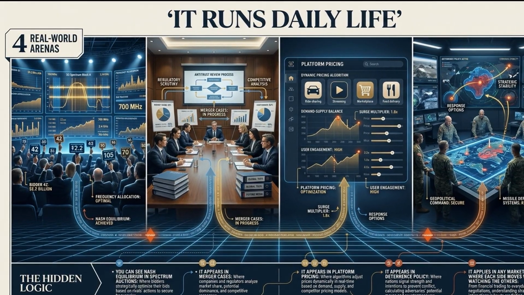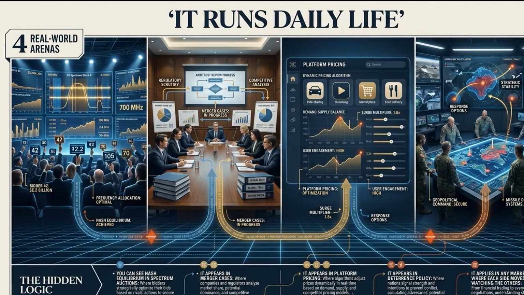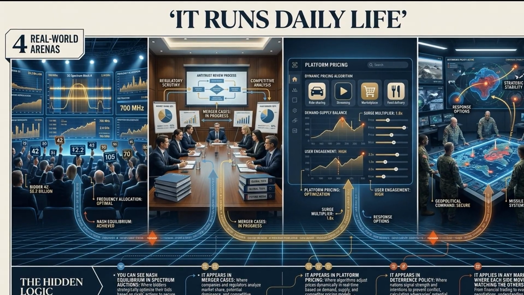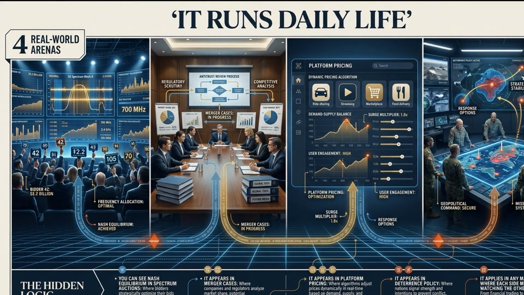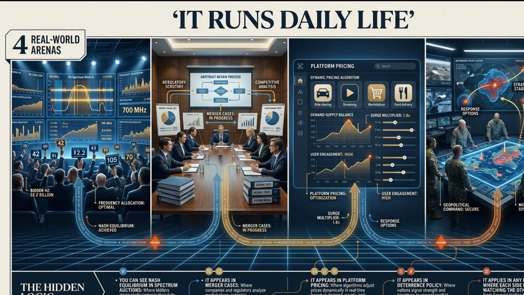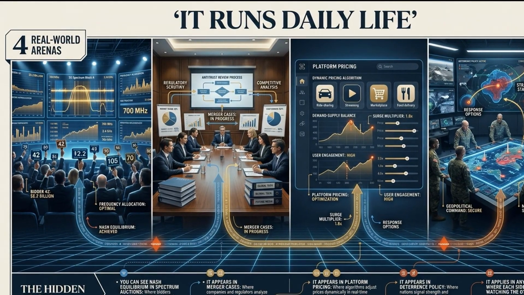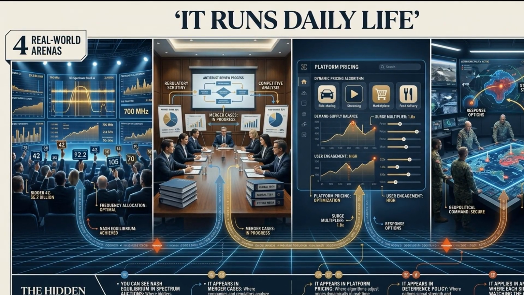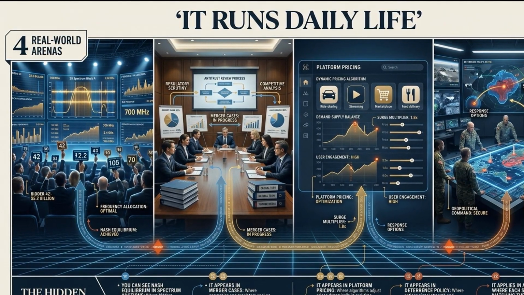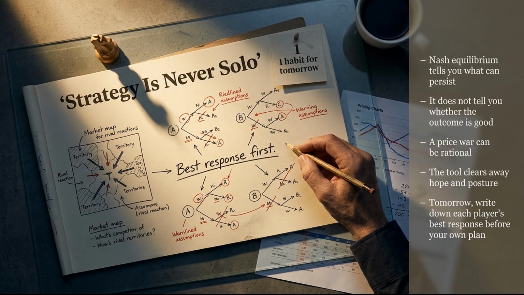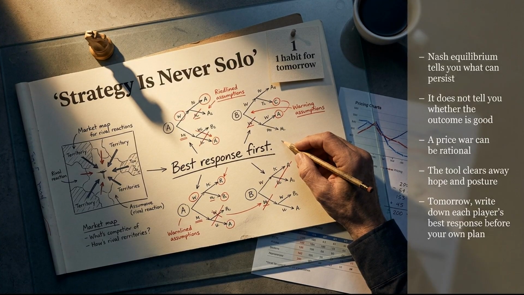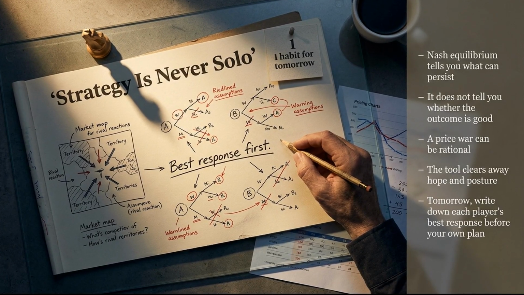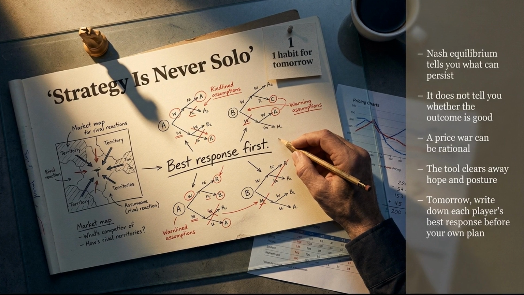Then came the public mark of arrival. In 1994, the Nobel Prize went to John Nash, John Harsanyi, and Reinhard Selten. That prize marked game theory's move from a niche branch of math into the working system of modern economics. You can see the stamp of it all over daily life, in spectrum auctions, in merger cases, in platform pricing, in deterrence policy, in any market where each side moves while watching the others.